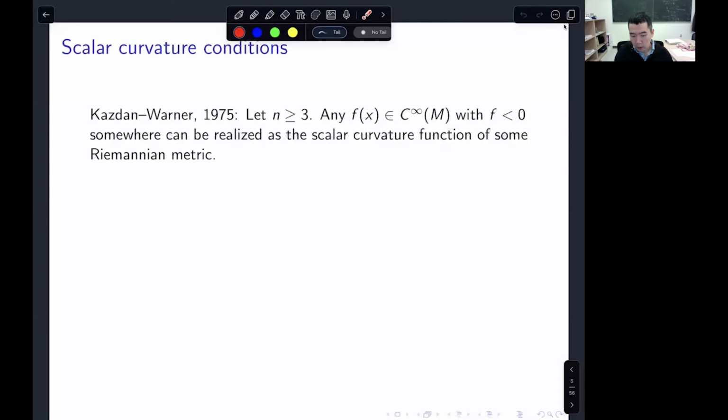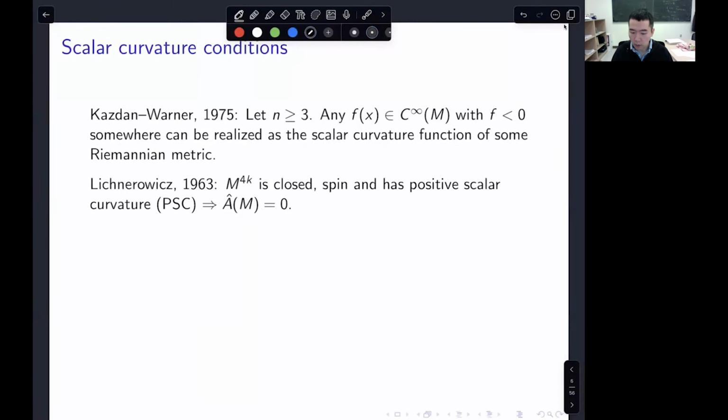In this regard, there's a classical result by Kazdan-Warner. Given any manifold of dimension n at least 3, where n is the dimension of this manifold, any function which is negative somewhere can be realized as the scalar curvature function of some Riemannian metric. So it doesn't quite make sense to talk about the topological obstruction problem for scalar curvature if your scalar curvature is not always positive.